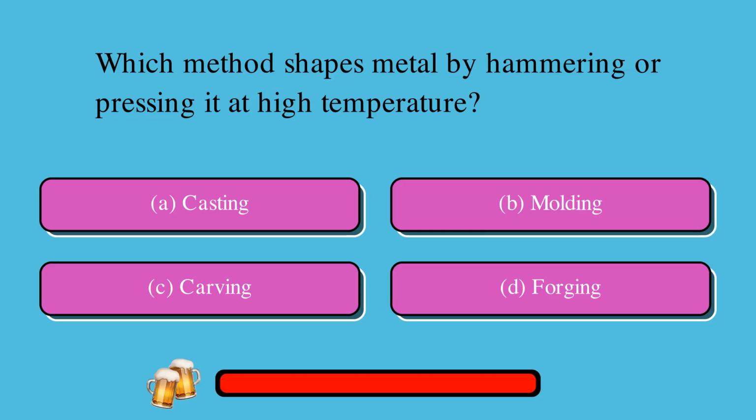Which method shapes metal by hammering or pressing it at high temperature? A. Casting, or B. Molding, or C. Carving, or D. Forging. The correct answer is D. Forging.